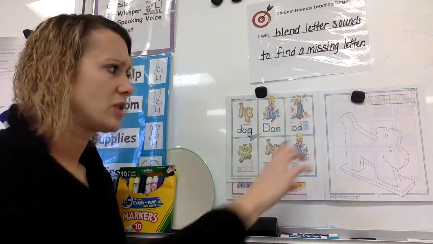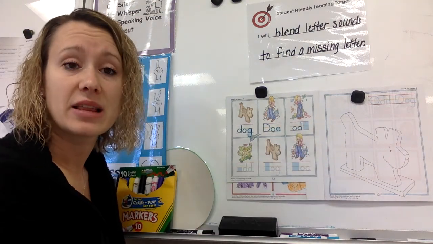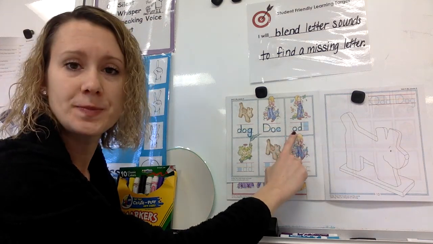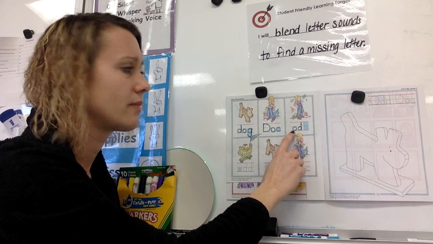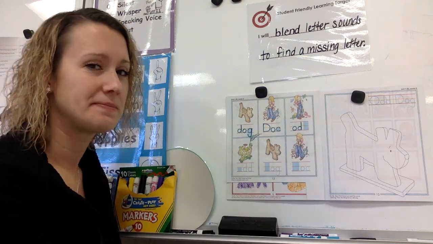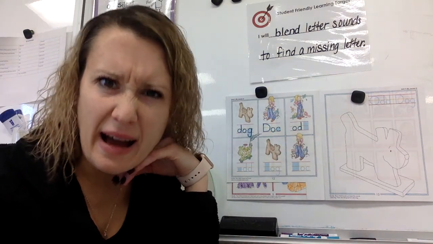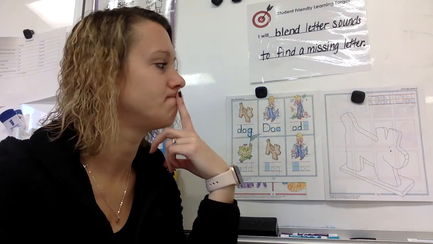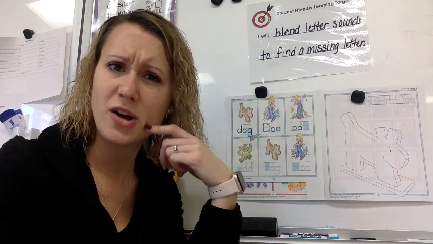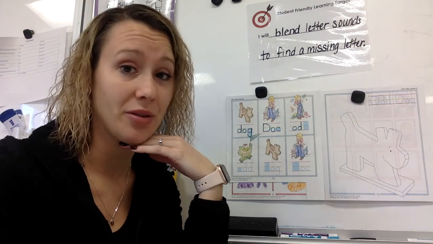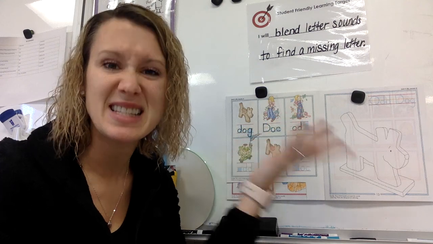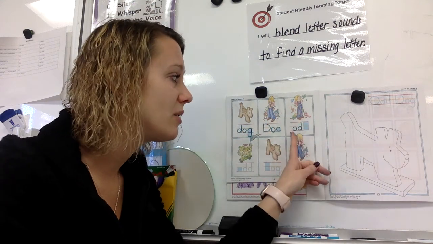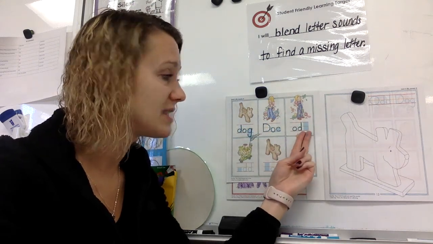We need to figure out what goes at the end. We're missing a letter. So sound it out with me. Ready? Go. Odd. Now, I know Miss Ott taught you about this. What letter goes at the end of odd? Do you remember? I know she taught you about this. It's another D.